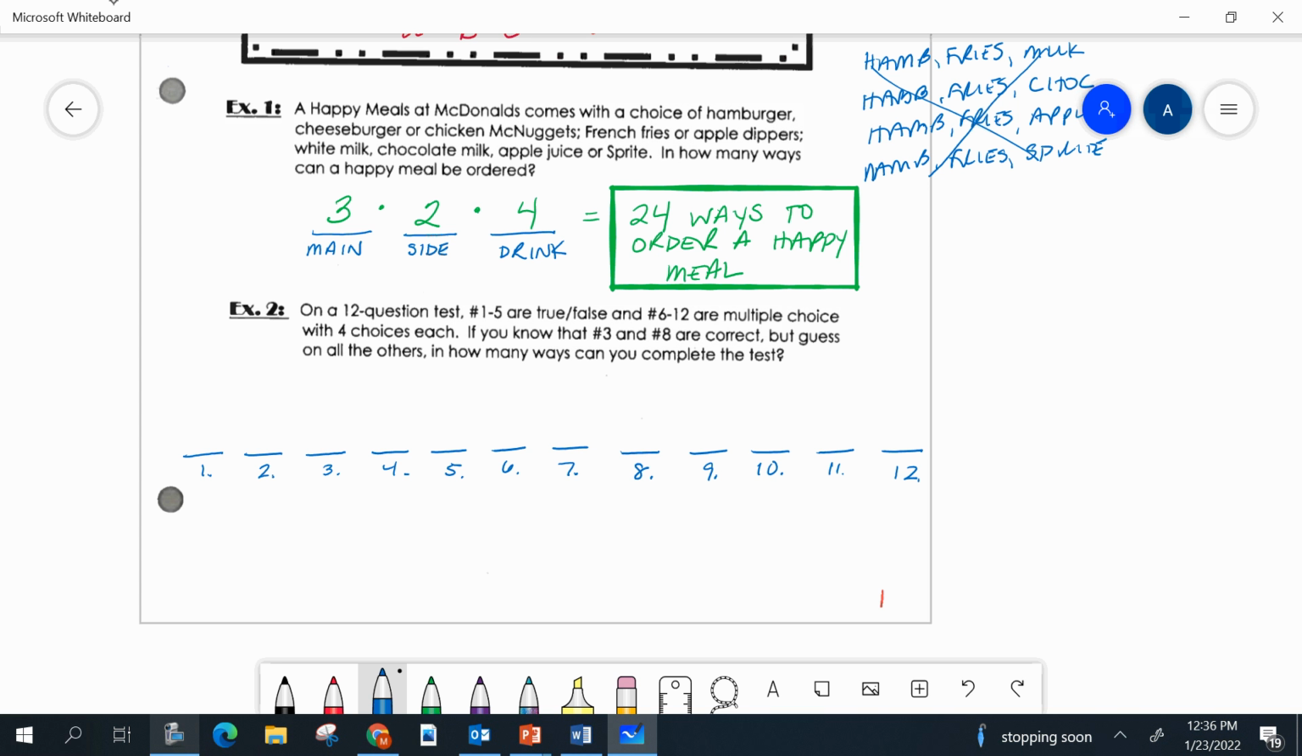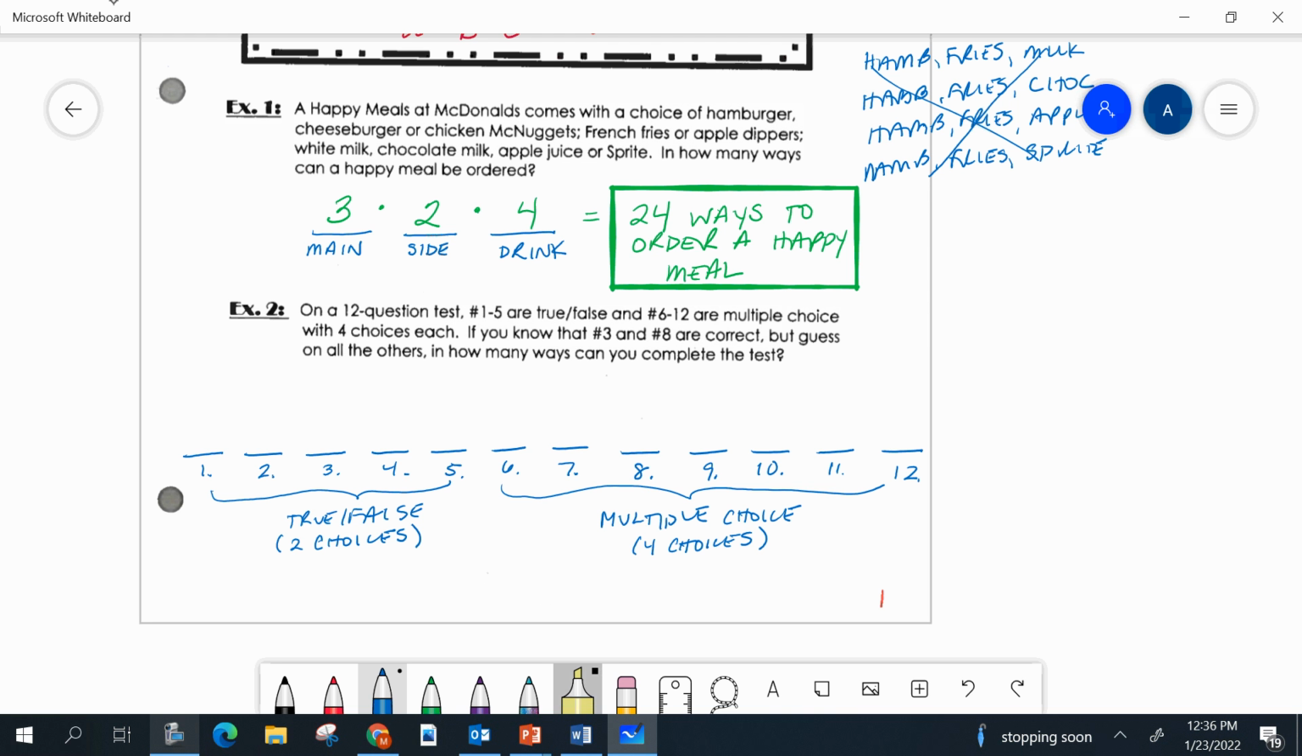And let's even go more specific with our labeling. We know that 1 through 5 are going to be true, false. Well, how many choices do you have for true, false? And the answer is, well, you got 2. It's either true or false. And then it says that 6 through 12 are going to be multiple choice. You could have multiple choice with different options. You could have 4 choices, 5 choices, but they do tell us in this problem that each multiple choice has 4 choices. Now I find it interesting, this part where it says that numbers 3 and 8 are correct.